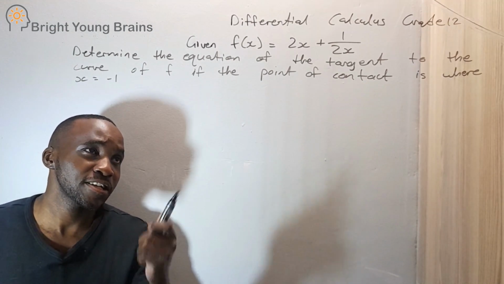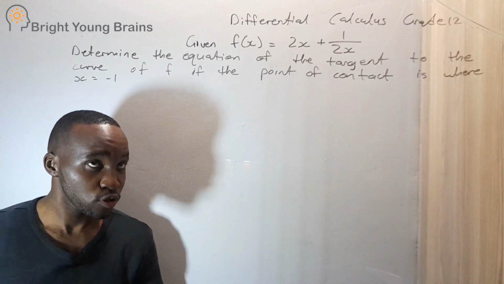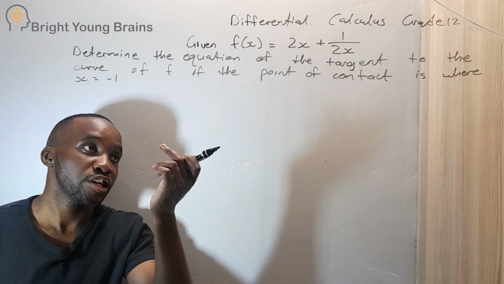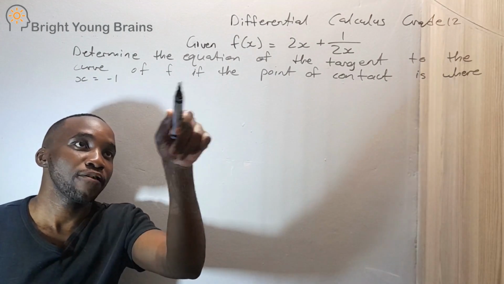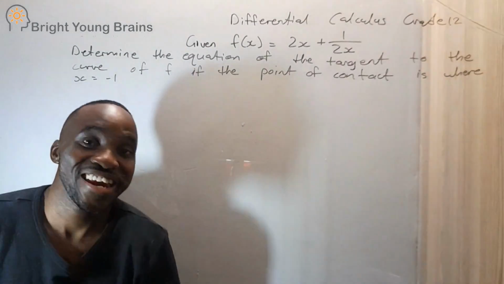So for a question like this one, this could roughly be 6 marks in an exam. 7 would be pushing it, but it is what it is. So here we need to determine the equation of a tangent to the curve of f if the point of contact is where x is -1.